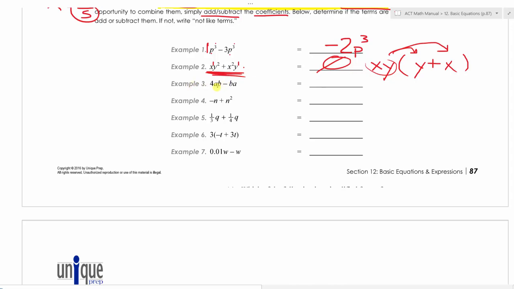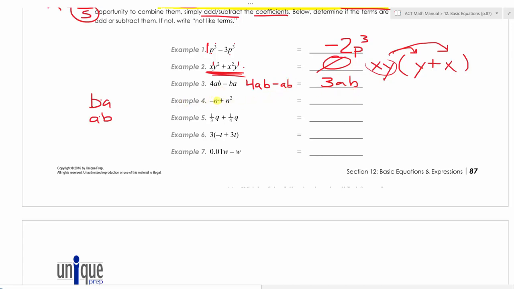Now, example 3 is just to show that, remember, multiplication has what is known as the commutative property, which means that BA and AB are exactly the same thing. In other words, when you're multiplying two things, the order of the things you're multiplying does not matter. So this term over here, BA, could actually be written as AB. So we would have 4 ABs, take away 1 AB, which would leave us with 3 ABs.